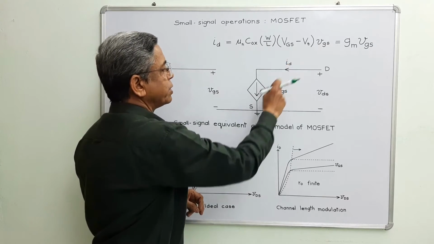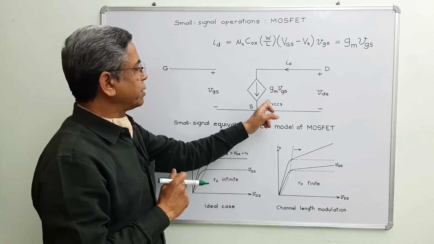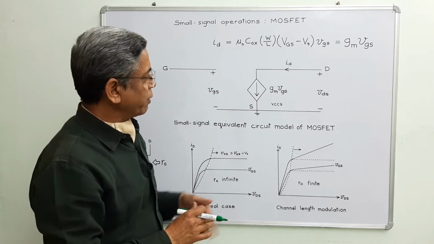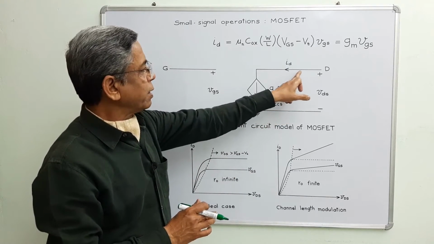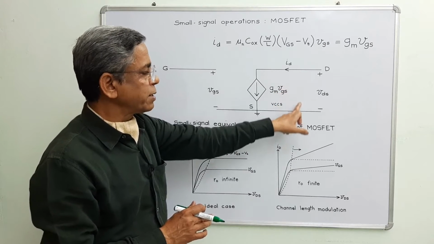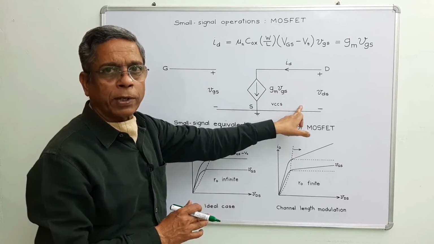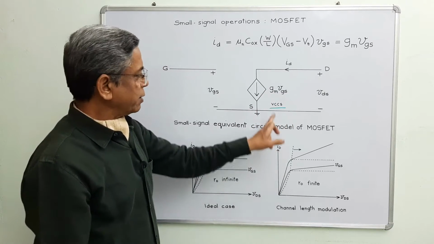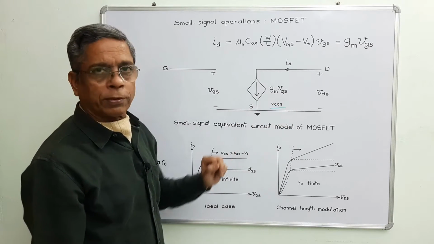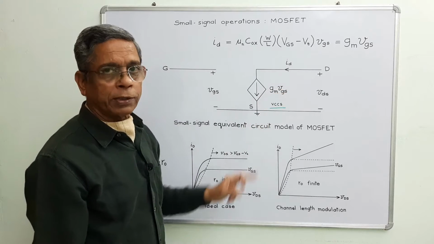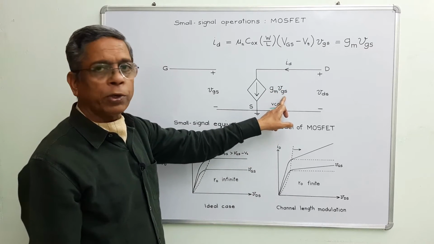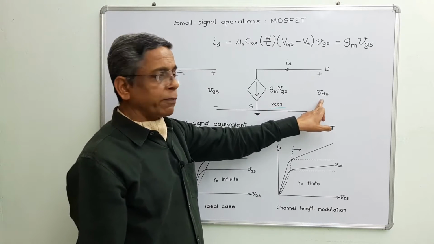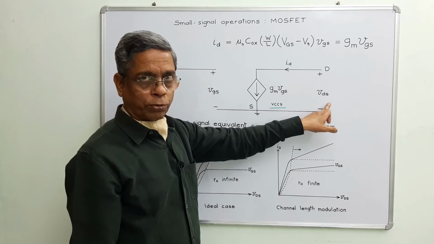This ID is equal to gm VGS. So this is the expression for an ideal current source having infinite resistance in parallel. There is no resistance; there is an open circuit over here. In fact, this is called a VCCS, a voltage controlled current source. The value of this current source entirely depends upon the input gate voltage. It does not depend upon the potential difference across drain and source.